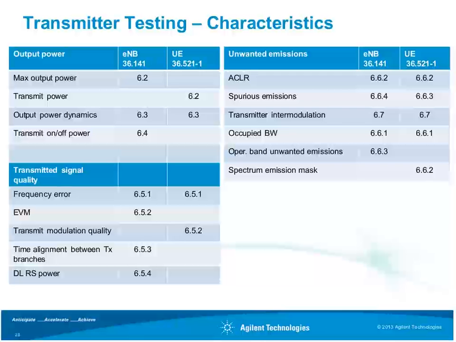Here, they're further described by the names of some of the specific tests, probably some that you may be familiar with, such as channel power, EVM, adjacent channel leakage ratio, and spectrum emission mask. Also, for your reference, I've included the 3GPP technical specification documents and chapter numbers for the conformance test. That includes the specifications for the test as well as the test procedure.